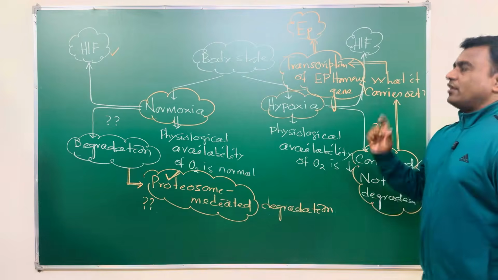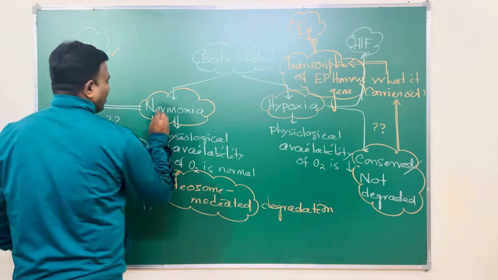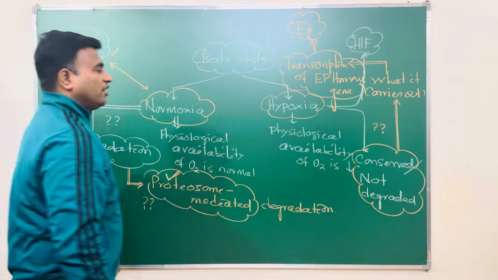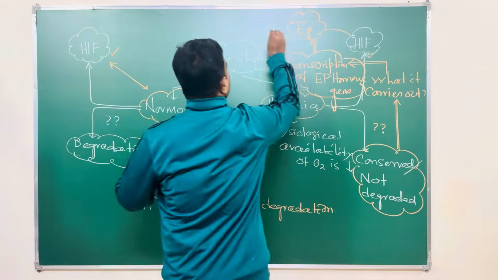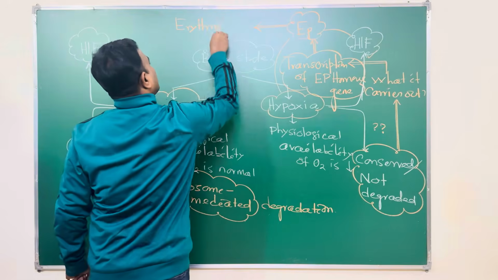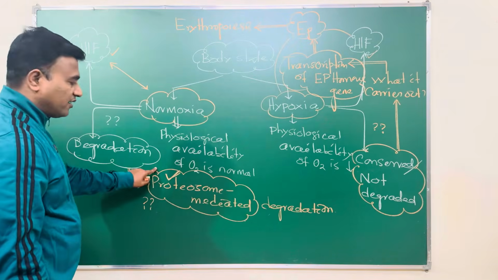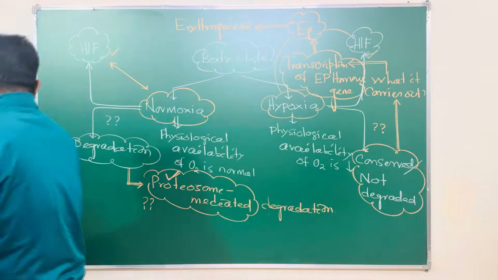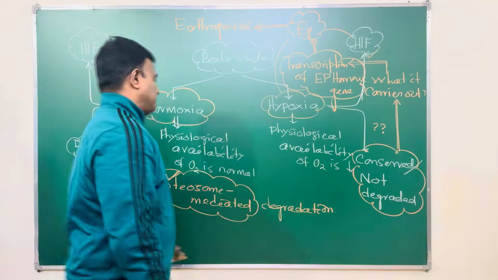So the message is very clear. We now understand why HIF has no role during normoxia, but during hypoxia, this HIF mediates erythropoietin secretion, which brings out erythropoiesis. So now two questions are there: how it is proteasome dependent, and how it is not degraded. So let's make two more flowcharts to show the condition during normoxia and the condition during hypoxia. Let's see.